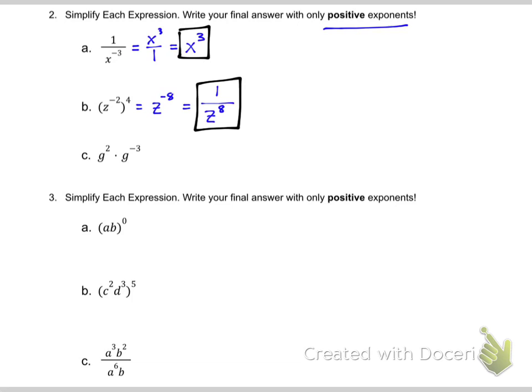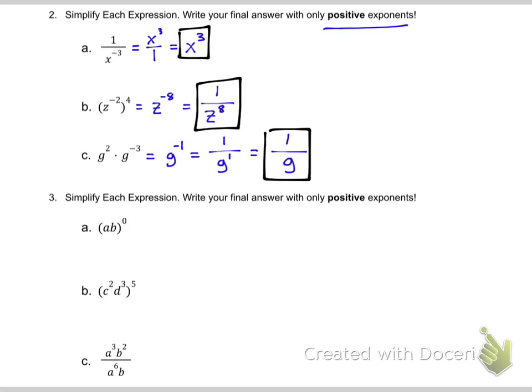And this last one, since we're multiplying, we need to add the exponents. 2 plus negative 3 is negative 1. And to make that positive, we need to flip it. So 1 over g to the positive 1, but we don't want to write g to the first because that's just g. So our final answer is 1 over g.